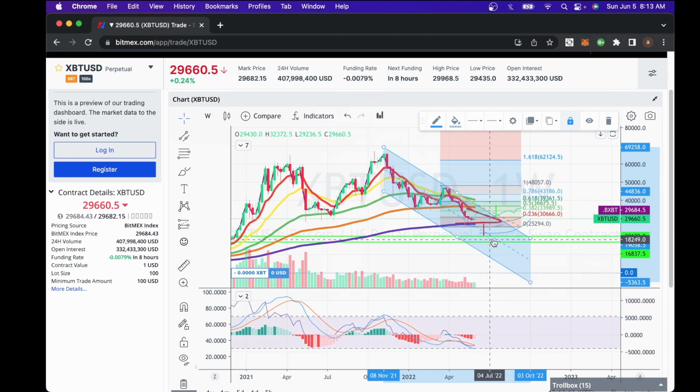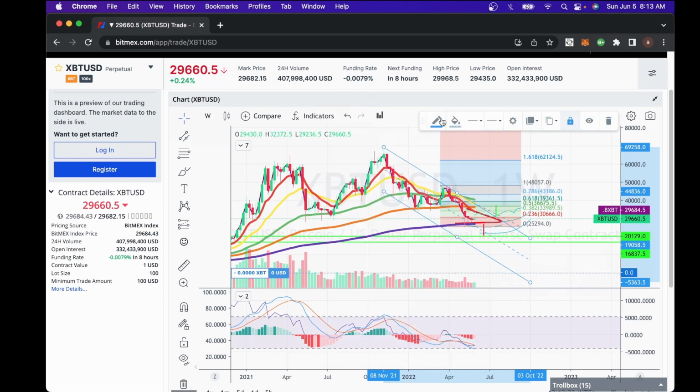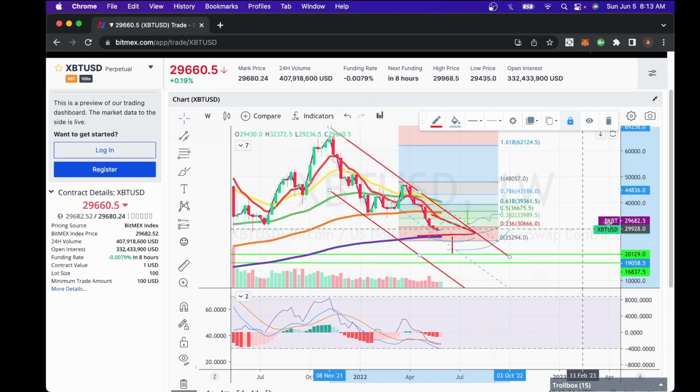And then if we lose this area, the next level of bounce is going to be on this channel. I'm going to remove the background. There you go, so we can see it a little bit cleaner. And then I will make this red, and make it a little bit thicker so it's more visible, like, you can see it.